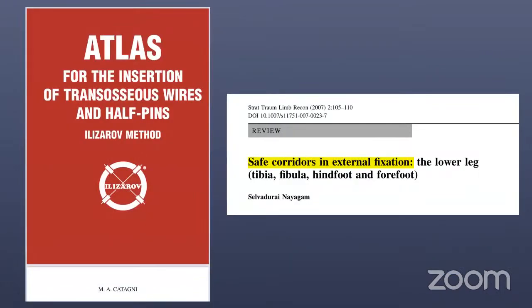Next. So these are the references that I have used in preparation of this PPT, and one can refer to these for more details.